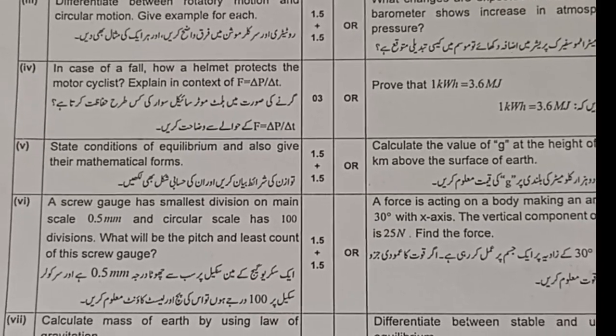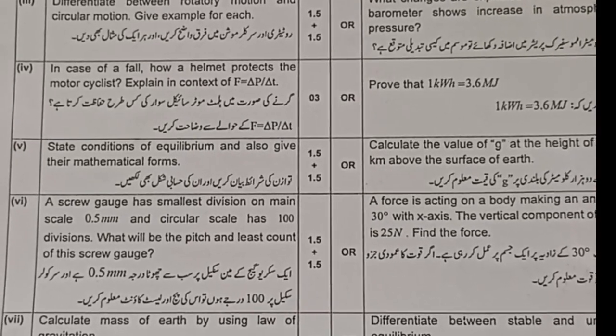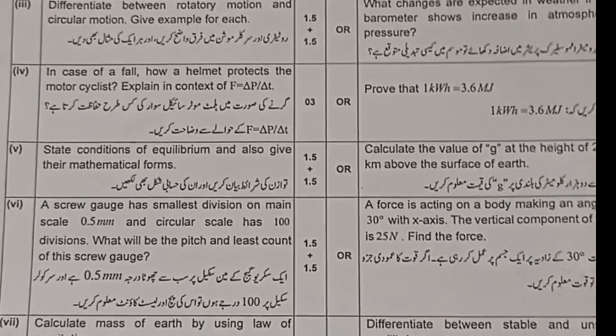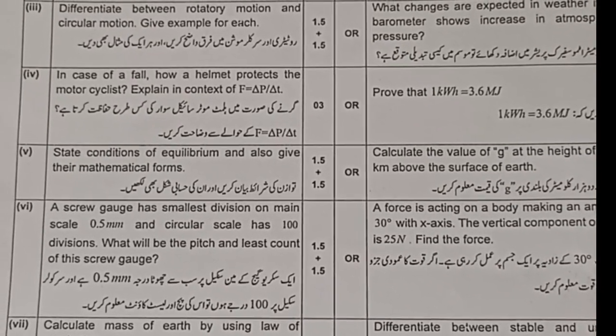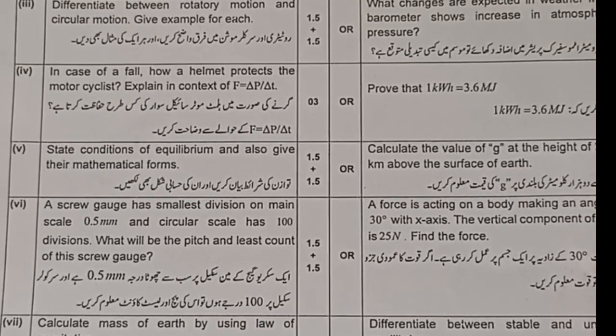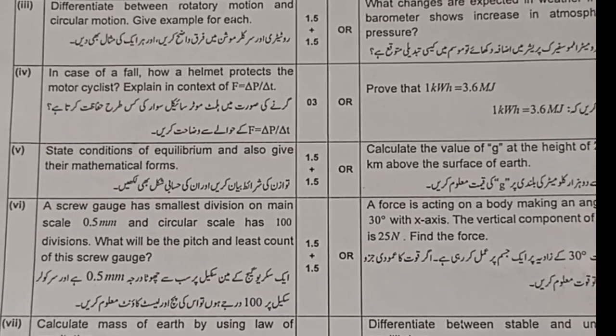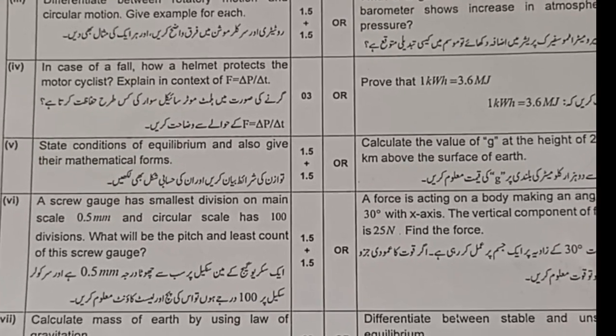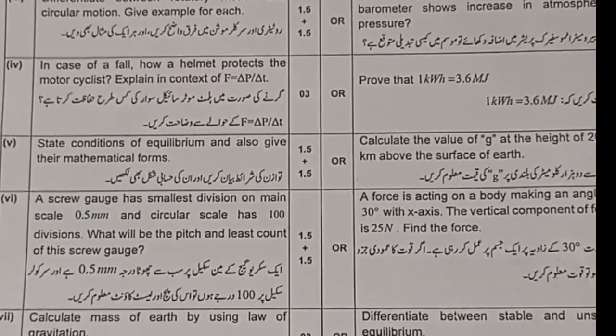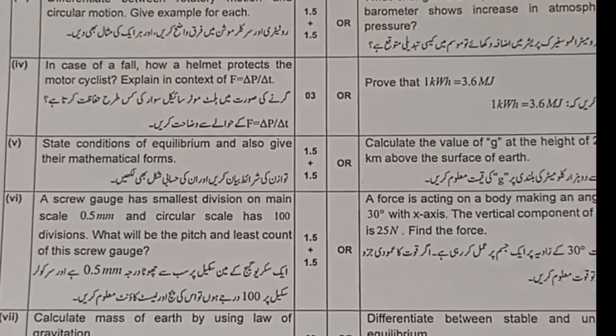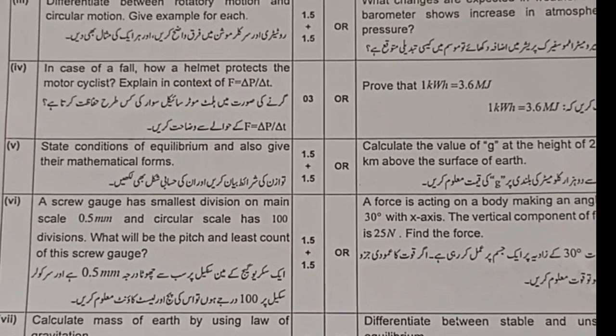The 5th question is, state the condition of equilibrium and also give its mathematical form. The 6th question is, a screw gauge has the smallest division on the main scale 0.5 millimeter and the screw gauge has 0 to 100 divisions. What will be the pitch of the screw gauge?